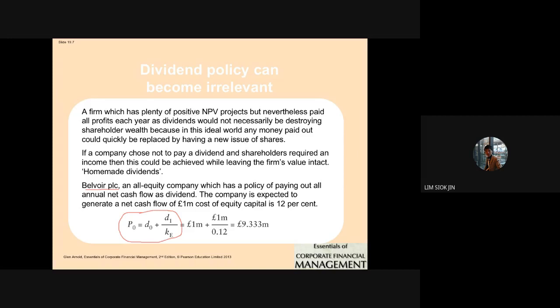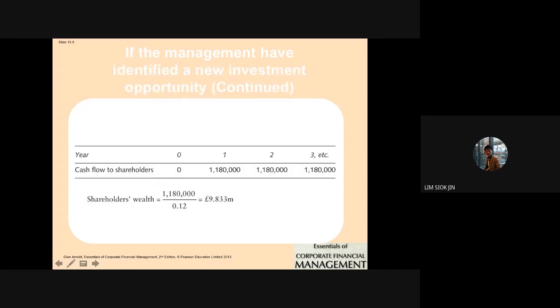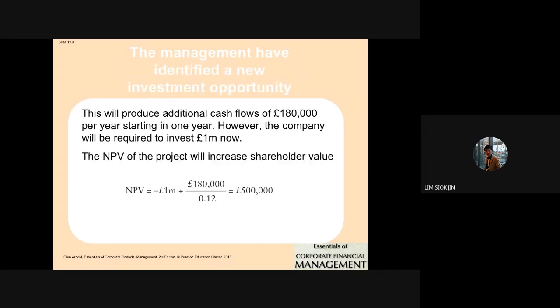So how do you calculate the value? You take this formula: 1 million plus 1 million divided by KE, which is 0.12, and you get the value of the company, which is 9.333 million. So this is the value of the company.